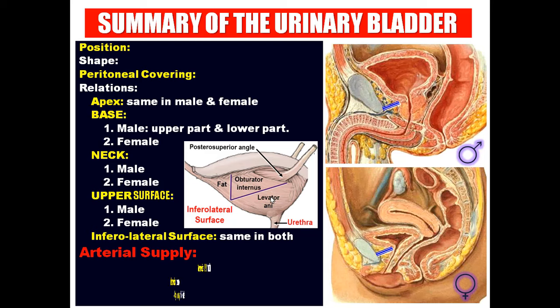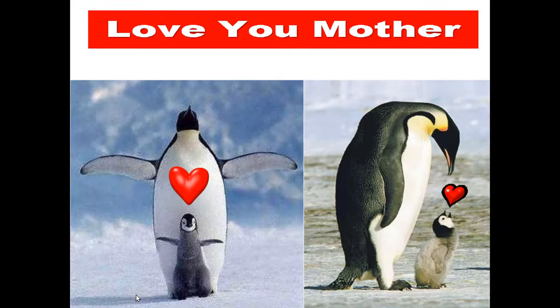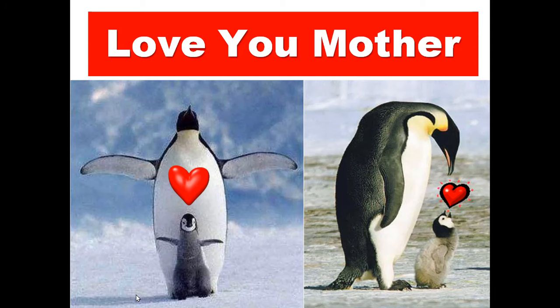Arterial supply: three arteries, okay? Superior vesical artery in males and females from the umbilical artery. Inferior vesical artery in the male and the vaginal artery in the female. Inferior vesical and vaginal are branches from the internal iliac artery. So we finished with the urinary bladder. Let us have a look at the urethra.